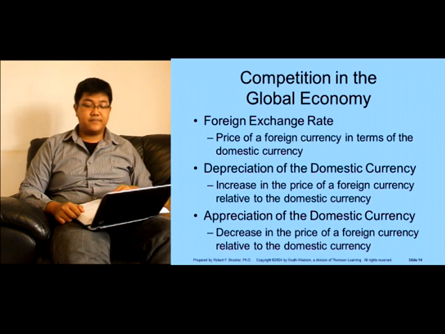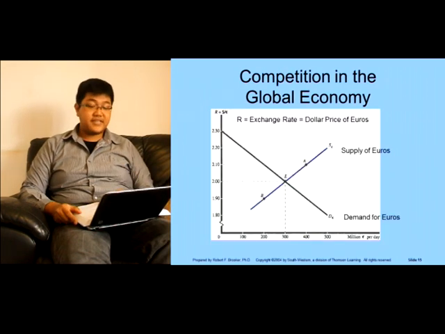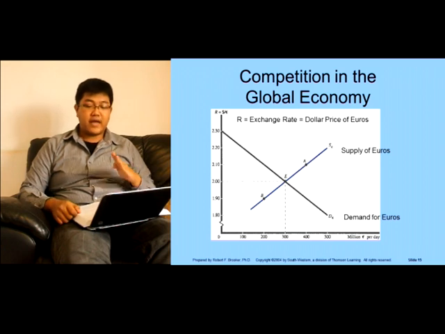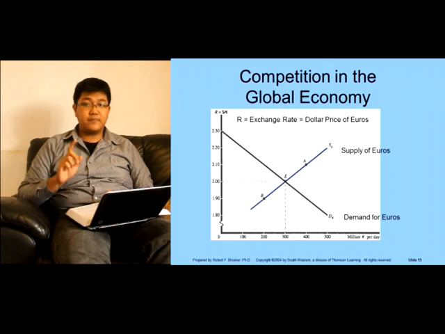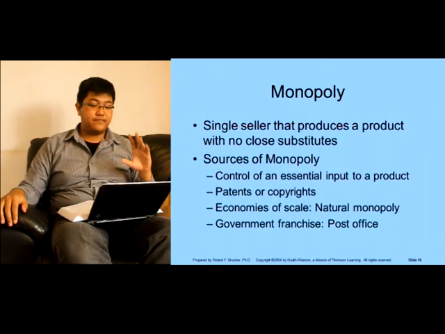And here is the exchange rate of the dollar price of euros in the world, which is determined by the supply and the demand of the euros. As we can see here, the equilibrium at point E is at $2, with 300 million euros per day demanded. And here's the monopoly.